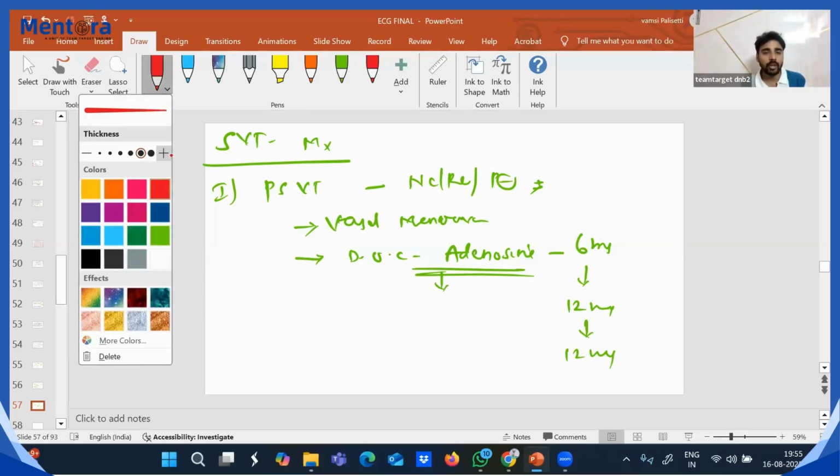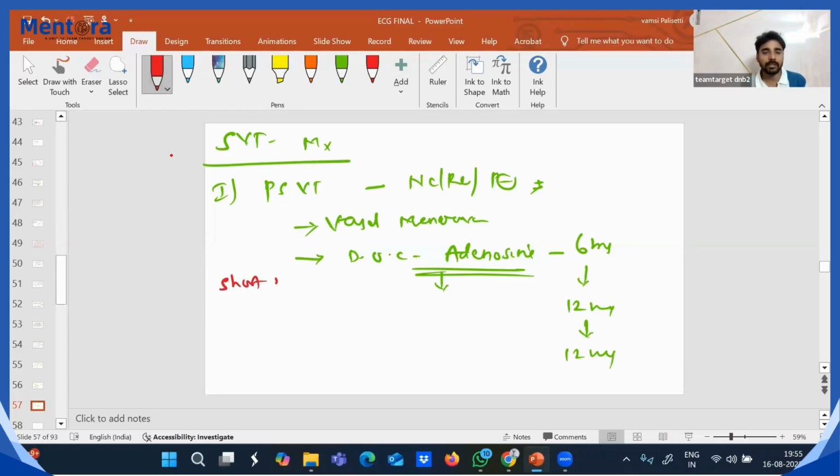So adenosine is a short-acting antiarrhythmic. Why is it a short-acting antiarrhythmic? Because when you give adenosine, what happens is adenosine is taken up by all the cells. Adenosine uptake proteins are there. It is taken up by all the cells. So it is present in the blood for a very short time. That's why it's called a short-acting antiarrhythmic.